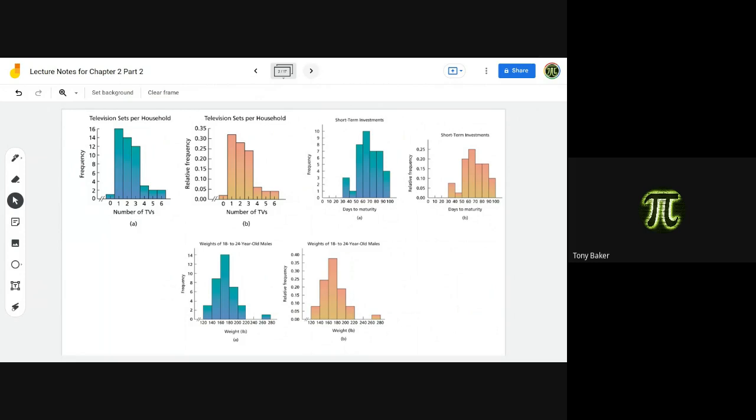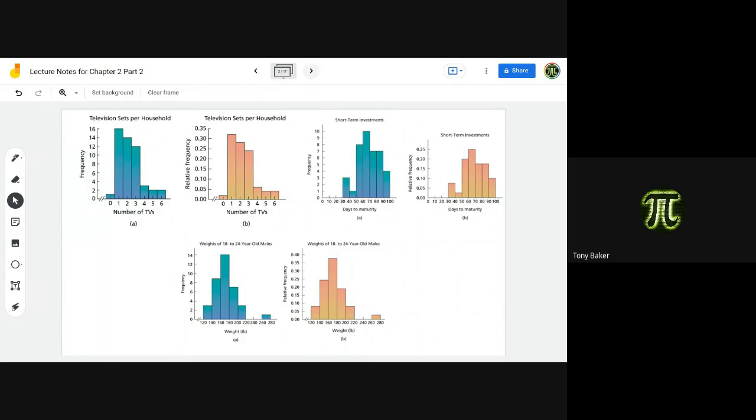So we have the television sets per household. This was a single value grouping that we did. Notice the dashes in the middle are representing that bar. This is the frequency, and then we have the relative frequency. They look very similar in those respects.